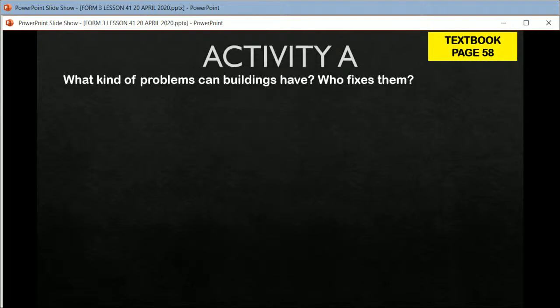For the first activity, what kind of problems can buildings have? And who fixes them? So what kind of problems can a building have in your house? We don't have to go to big buildings, but your own building that you have in your own house, what kind of problems can your building have? Right? I'm sure you have been staying in the house for nearly how many months? How long? This is one month plus, right? I think it's a month that you've been home. Water leakage, right?